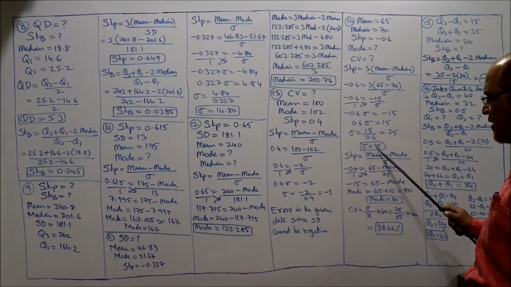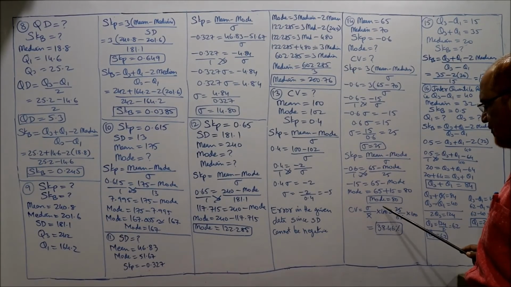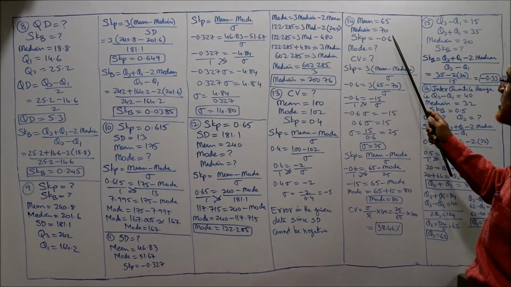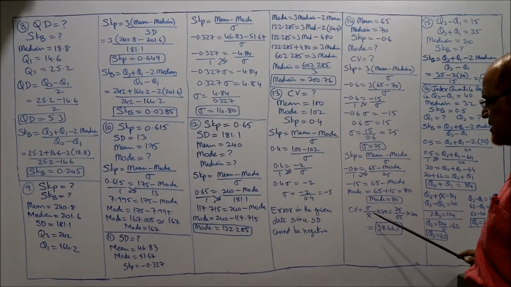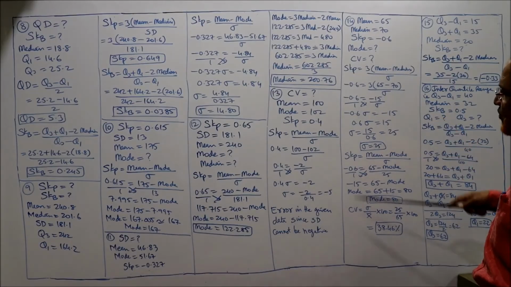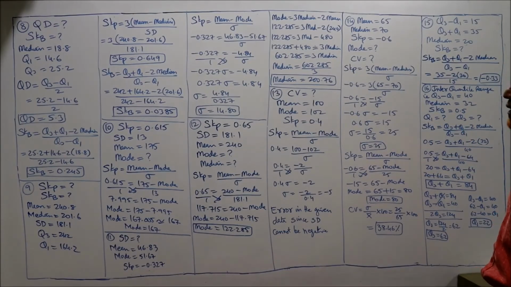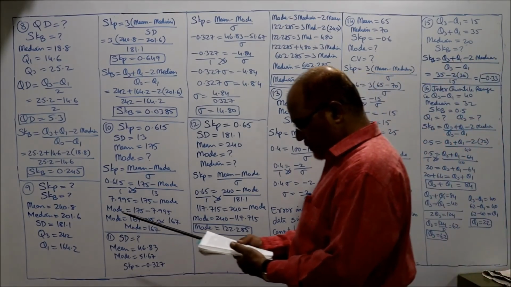Sigma just now we have calculated 25. Standard deviation 25. And mean is given in the problem 65 into 100. 38.46 is the CV. This is the 14th problem. Now we'll come to the 15th problem.